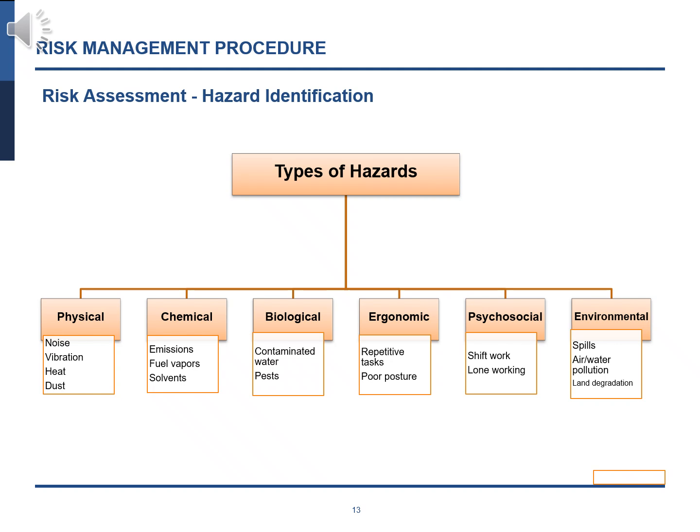Biological. Examples: contaminated water, pests. Ergonomic. Examples: repetitive tasks, poor posture. Psychosocial. Examples: shift work, lone working. Environmental. Examples: spills, air/water pollution, land degradation.